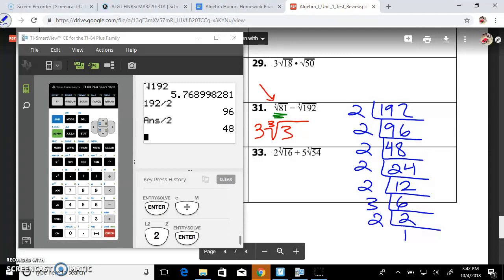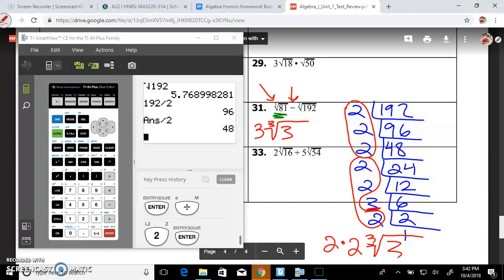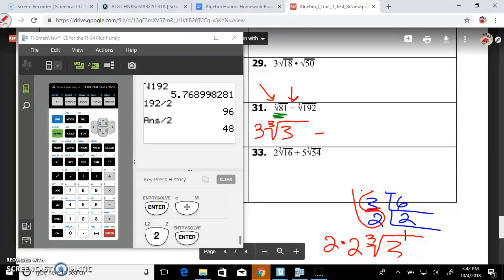All right, looking for groups of 3 of the same number. I've got 3 2's, and then I've got 1, 2, 3 2's again. So that leaves me with 2 times 2. And then all that was left under our cube root, make sure you put that index of 3, was a little 3. So we've got 3 cube root of 3 minus, I'm going to erase this out of my way, minus 2 times 2, so 4 cube root of 3.